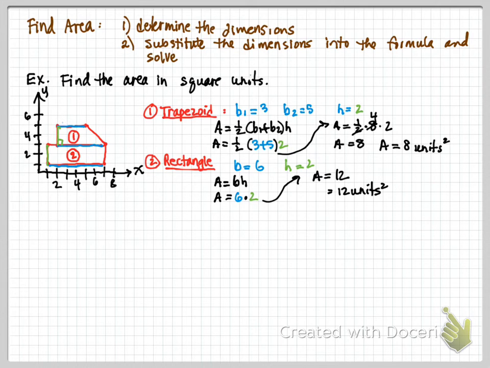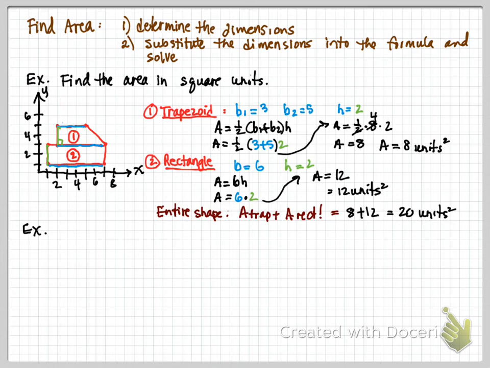But we're not done yet, because remember, we need to put it together to make the entire shape. And that's going to be the area of your trapezoid plus the area of your rectangle. Okay, so for us, that's going to equal 8 plus 12, which is 20 square units. Okay, now what's interesting is we're going to deal with this concept a little bit more tomorrow night. Okay, let's do one more example.